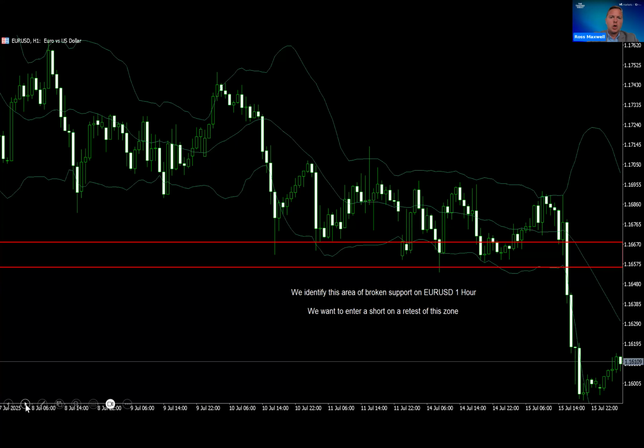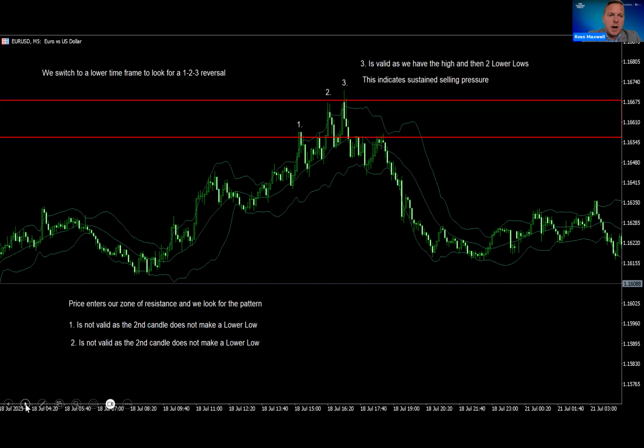So we switch to a 5-minute time frame on the euro dollar, and I've used this example on purpose because I wanted to show the characteristics, and because a lot of people can jump into a trade incorrectly on this. So we've got option 1, price moves in, pushes away. We've got option 2, pushes away, and option 3, pushes away. Only option 3 is valid.